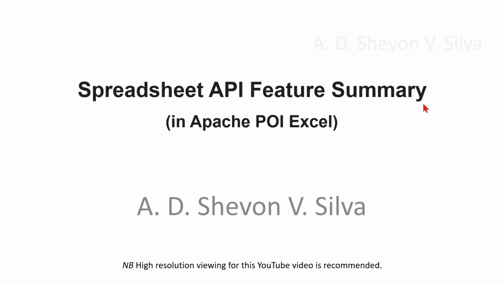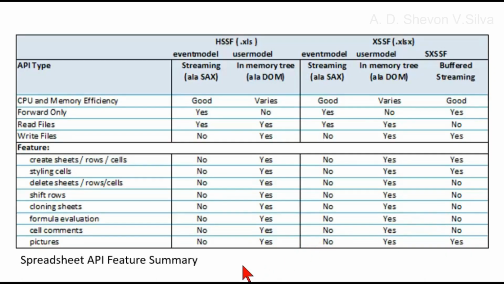Spreadsheet API feature summary in Apache POI Excel. Here you can see a Spreadsheet API feature summary. SXSSF since POI 3.8 beta 3. Since 3.8 beta 3, POI provides a low memory footprint SXSSF API built on top of XSSF.